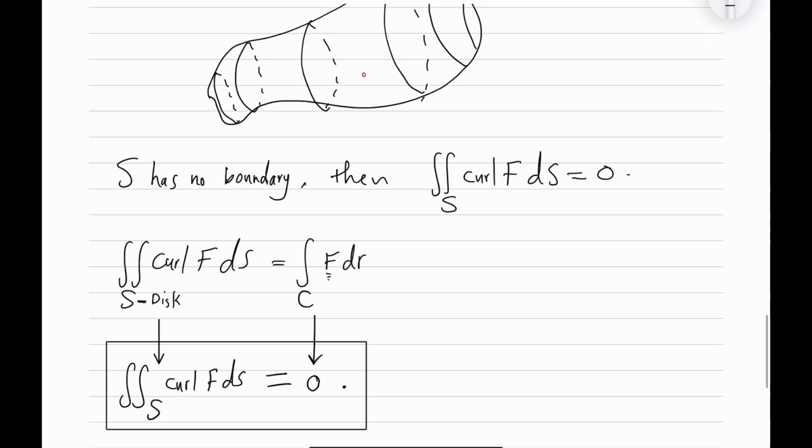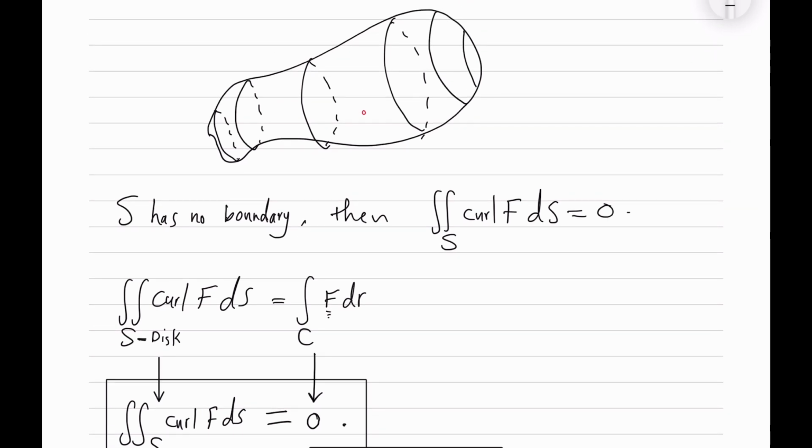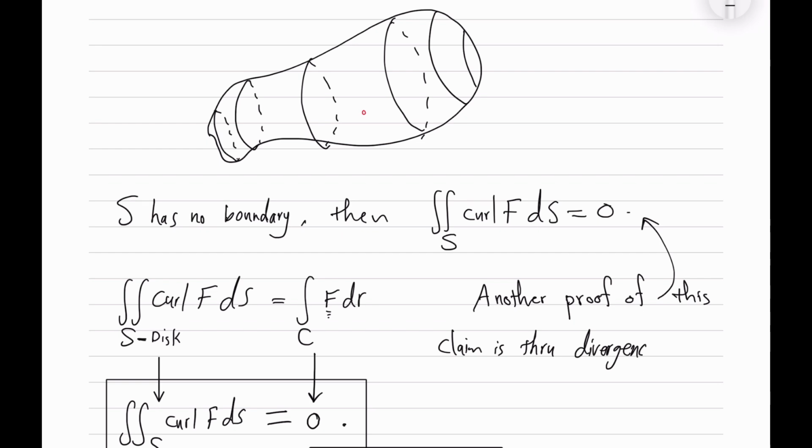The reason I also mentioned this is that later we will see the divergence theorem, and we will see another justification of that. So another proof of this statement is through the divergence theorem, which will be the last theorem and last topic of the course.